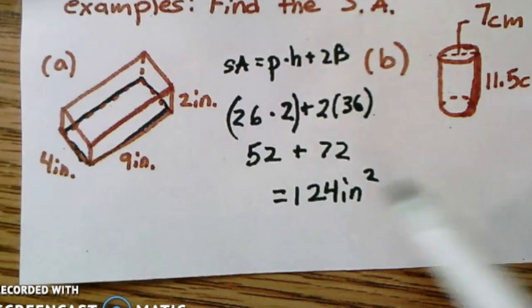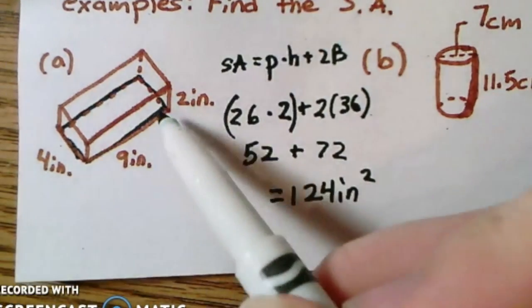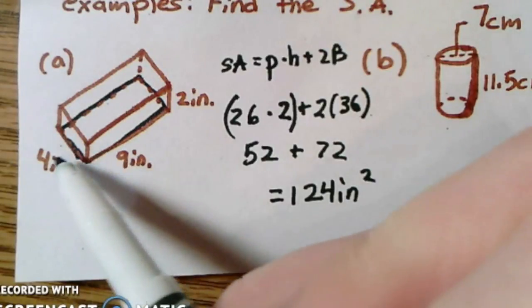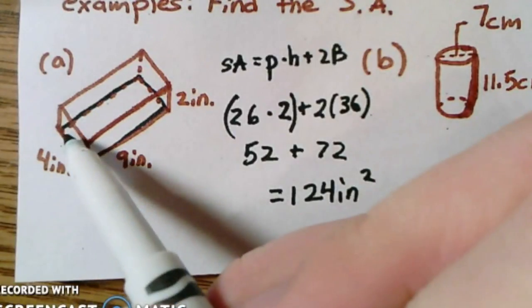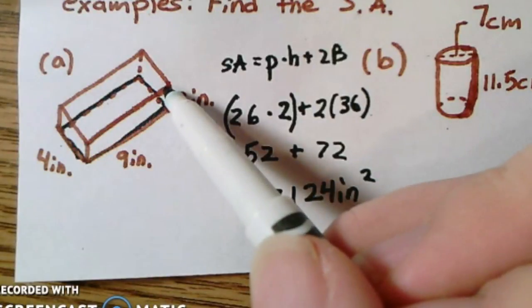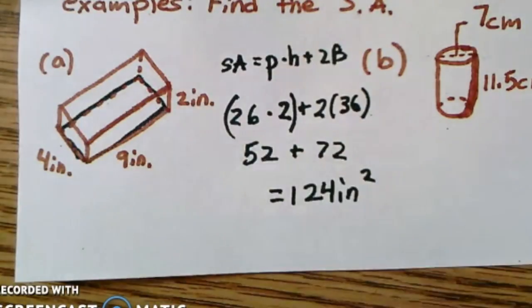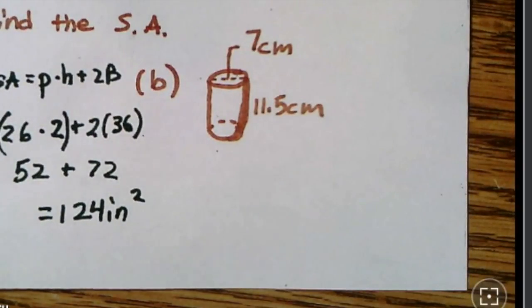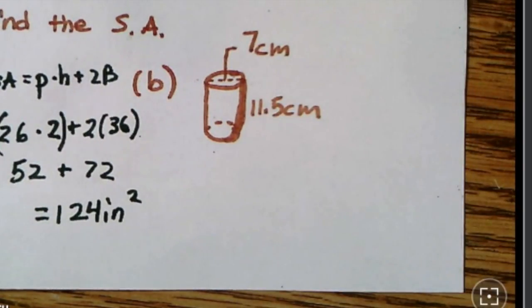Okay, now if I had chosen a different base, if I had chosen to do this as the base, that would have been fine because I would have found the perimeter of this, multiplied it by the height, and then I would have added the areas of both of those. Okay, let's look at example B, and I'm going to do this one with you too since it's a little bit different because it's a cylinder.